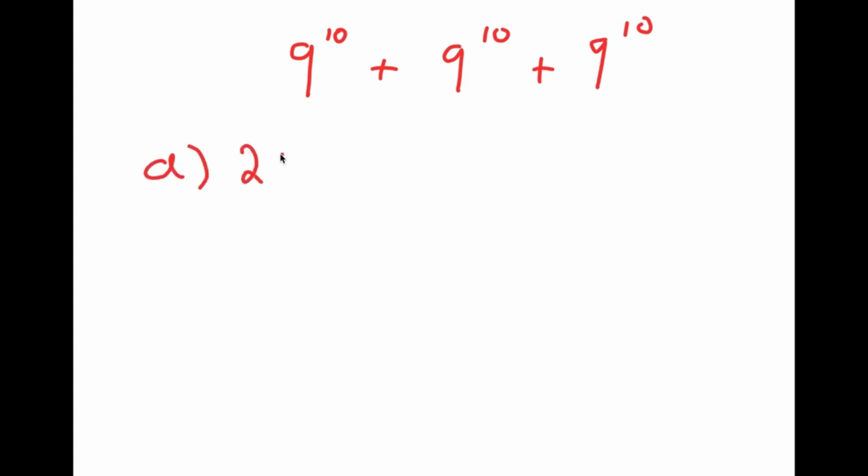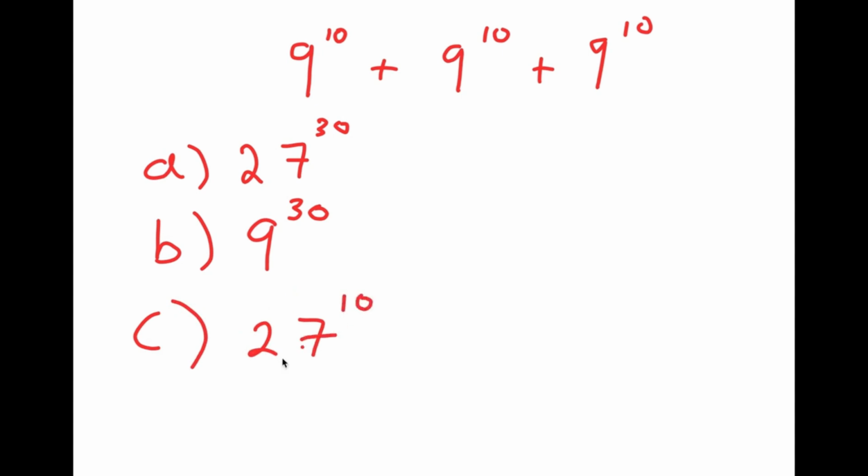Alright, so in this video, I'm going to be solving the problem 9 to the power of 10 plus 9 to the power of 10 plus 9 to the power of 10. And for this problem, I actually have 4 option choices. For A, I have 27 to the power of 30. For B, I have 9 to the power of 30. For C, I have 27 to the power of 10, and for D, I have 3 to the power of 21.